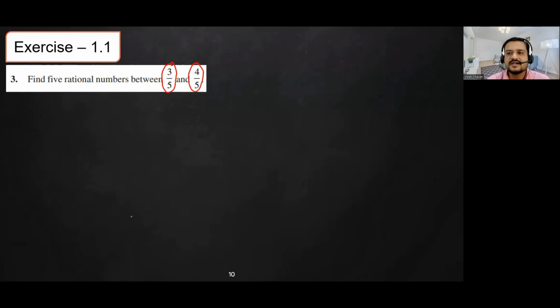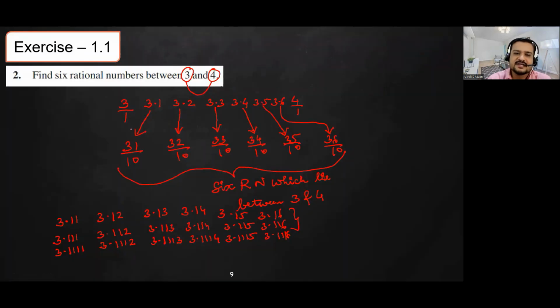By the LCM method, there is no need of taking LCM. Already the denominator is same. Why do we take the denominator 10?